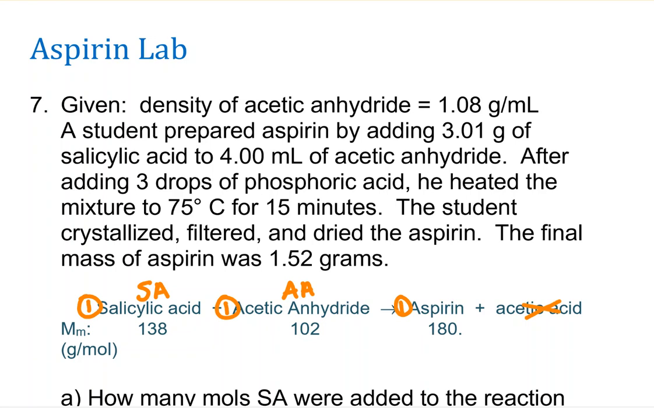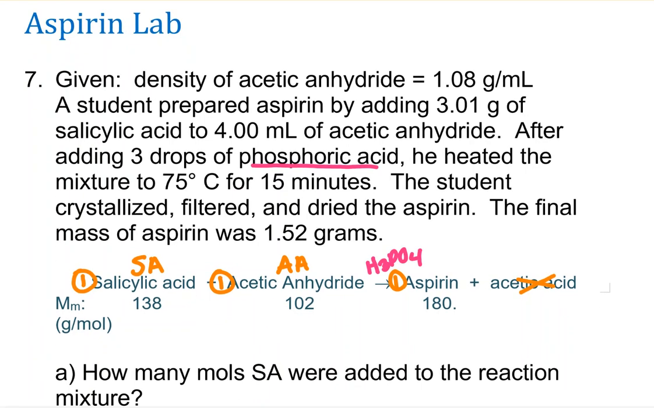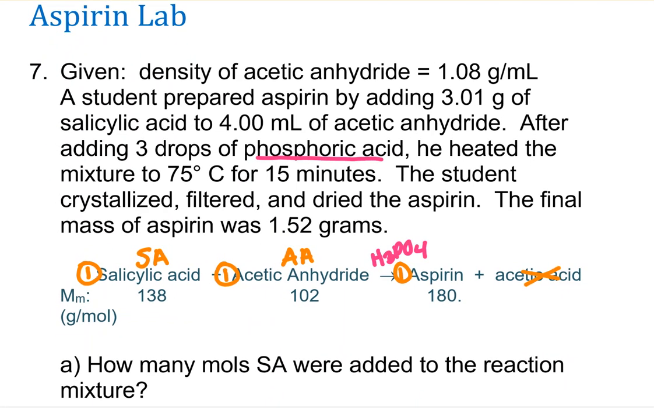And also note that we added phosphoric acid. It was our catalyst, so I could put that over the arrow. The thing that was different is that instead of having a mass for everything, on this one I had a mass for my salicylic acid. For the acetic anhydride, you have a volume, and because of that, you need its density, which will be given to you.